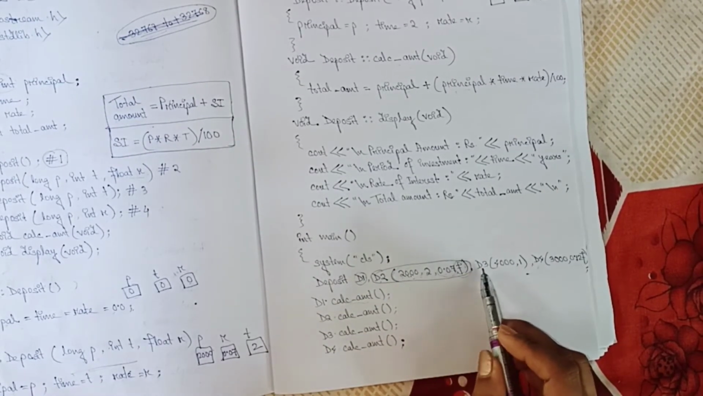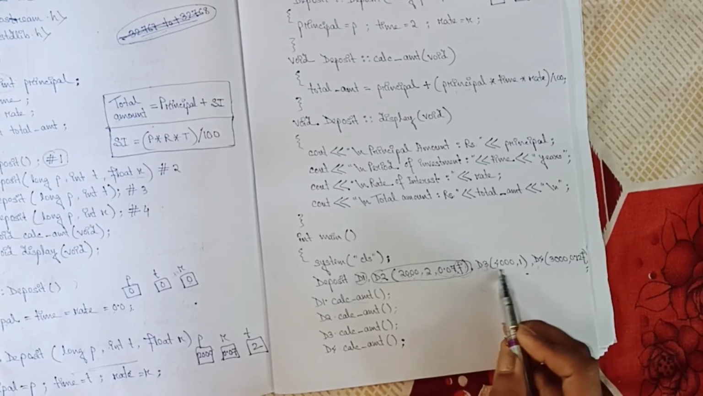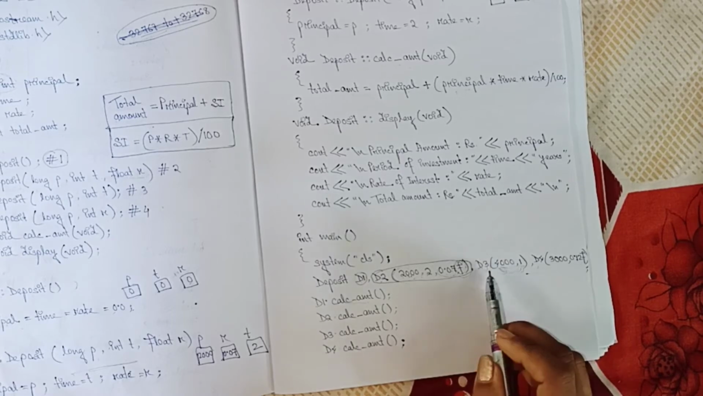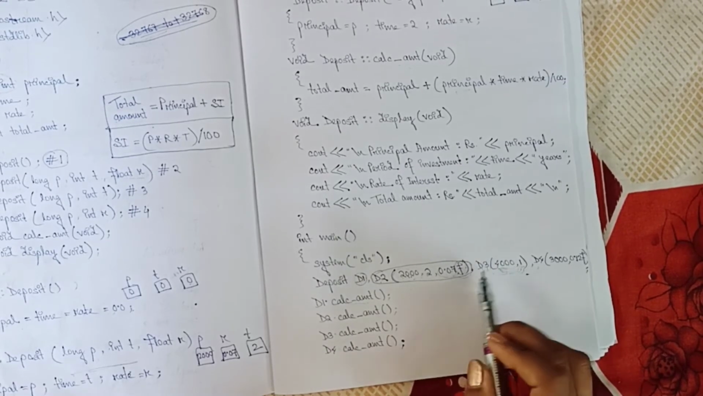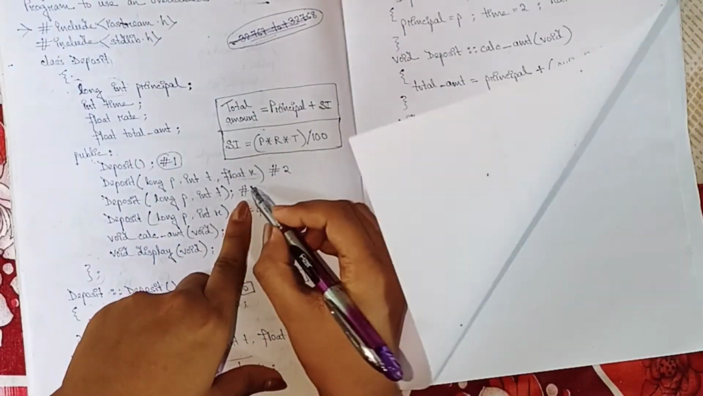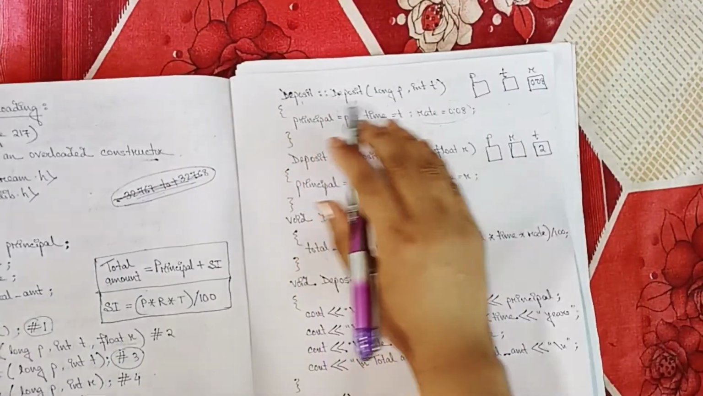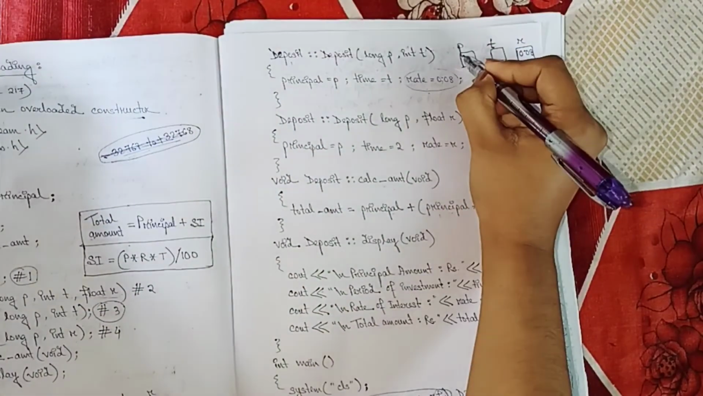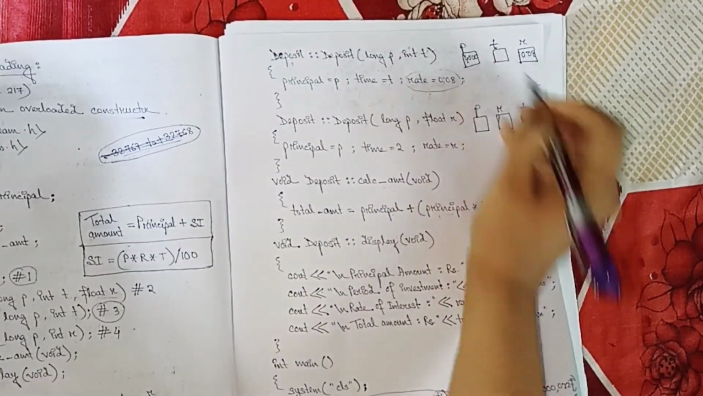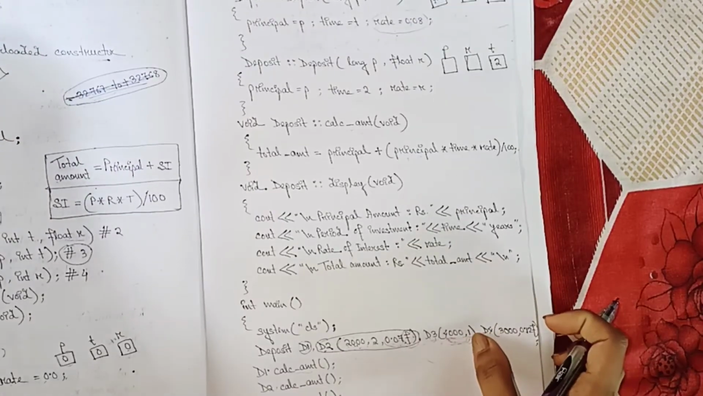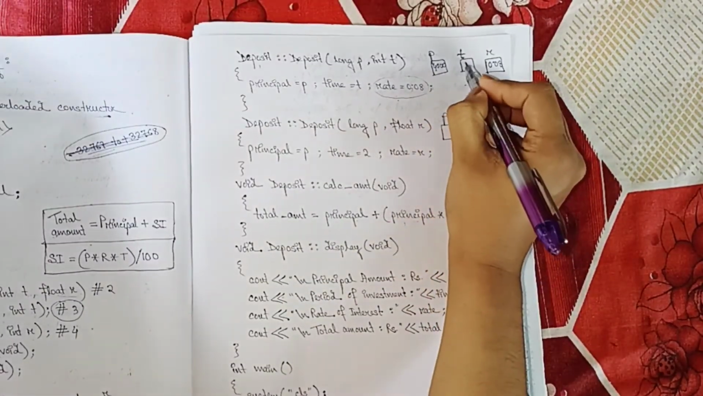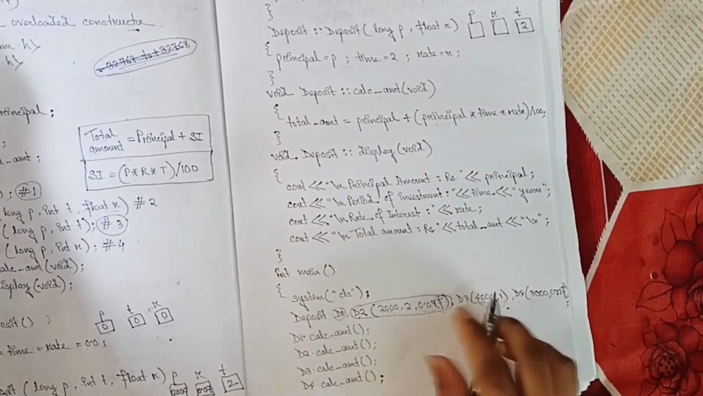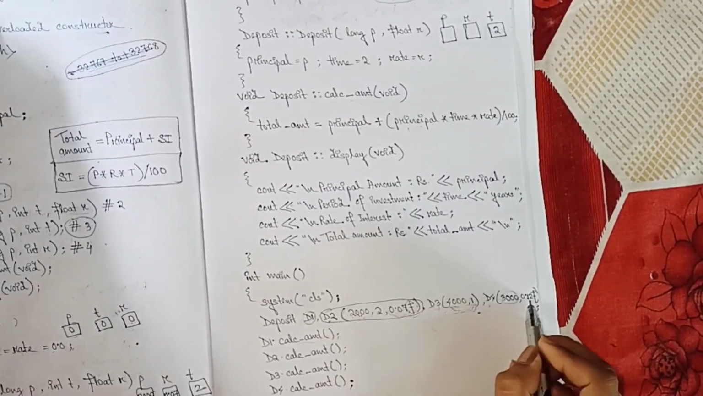Now D3, the third object, has 2 parameters, one long and another int. So long means P and int means T. So we will search where this P and T are present. P and T are there in the third constructor, which is defined here. So this P's value, that is 4000, will be passed to this P, and this time value, that is 1, will be passed to this T. Clear? Now D4 has the values long and float.